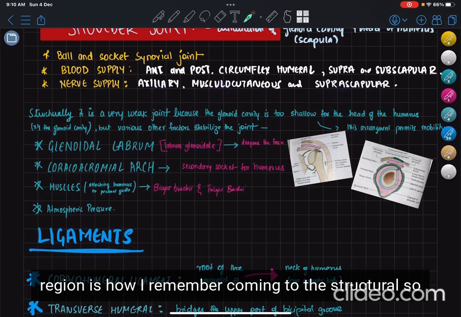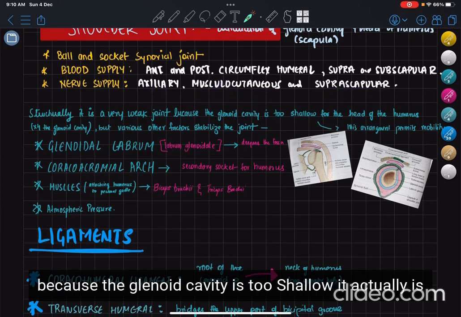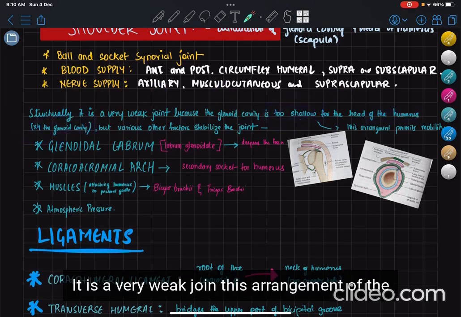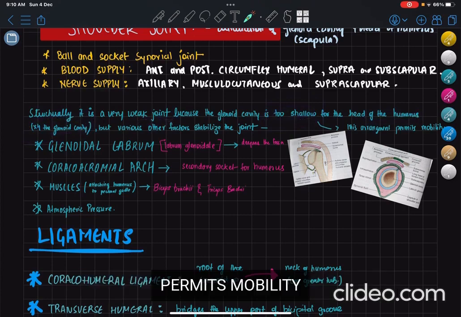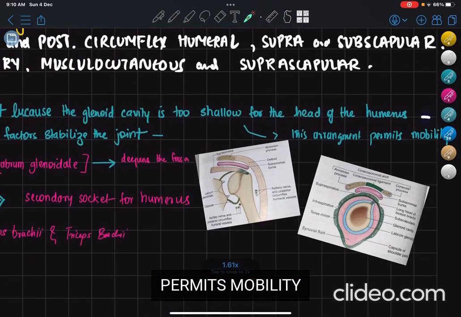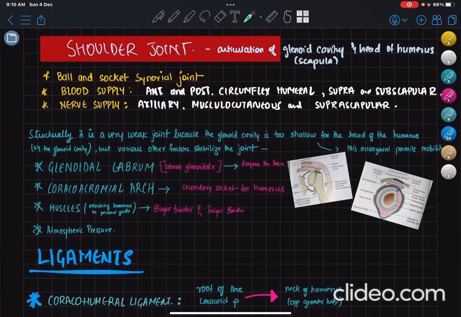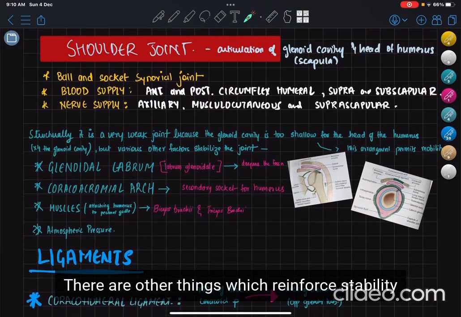Now coming to the structure. Because the glenoid cavity is too shallow, the head of humerus is 4 times the glenoid cavity. Structurally, it is a very weak joint. But this arrangement of the humerus and glenoid cavity permits mobility in the shoulder joint. As we know, it's one of the most mobile joints of the body. So structurally, because of that, it's very weak. So there are other things which reinforce stability in the joint.